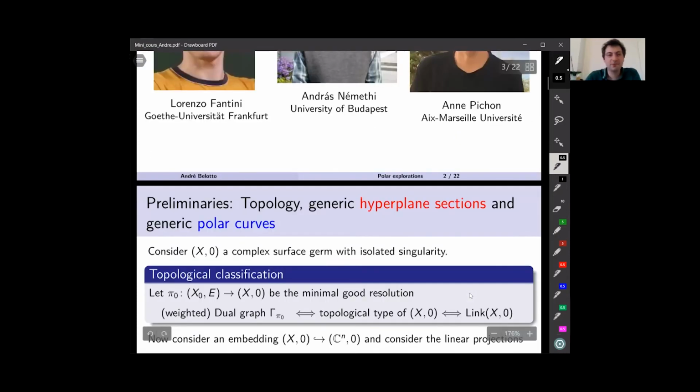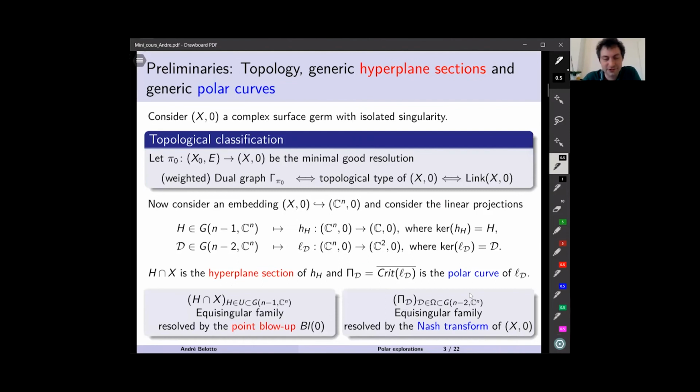So let me start with a quick preliminary. I know that my collaborators already talked about this, and both Lorenzo and Anne are terrific speakers, and I'm sure they introduced this much better than I can. So I picked up parts of the slides of Lorenzo and Anne and made a preliminary, hopefully to activate the memory of everyone. We're going to consider a complex surface germ with isolated singularity.